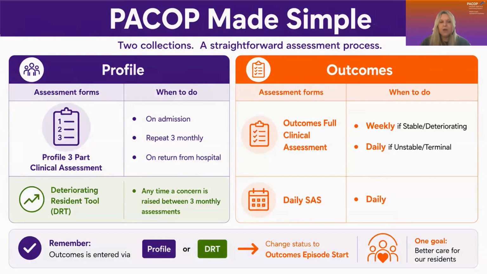And then sitting alongside that, the other tool in the profile collection is the Deteriorating Resident Tool. That's the tool we're focusing on today, but you can't have one without the other. And then, of course, we have in the orange section our outcomes collection.